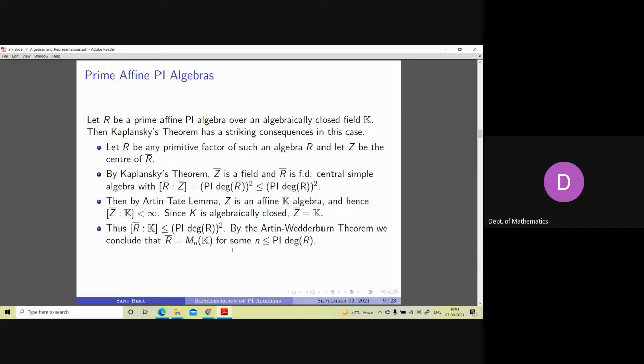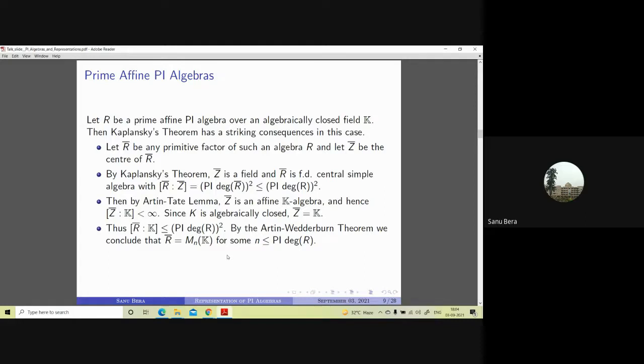You are trying to say that the dimension of R bar over K is less than or equal to pi degree of R squared. Yes, because that is finite dimensional, so the dimension is bounded by pi degree of R squared. But you are saying that Z bar coincides with K. Yes, the center is actually K. That's why R bar over K is finite dimensional. Okay, fine. So we found that n is bounded by pi degree of R, and that will be important.